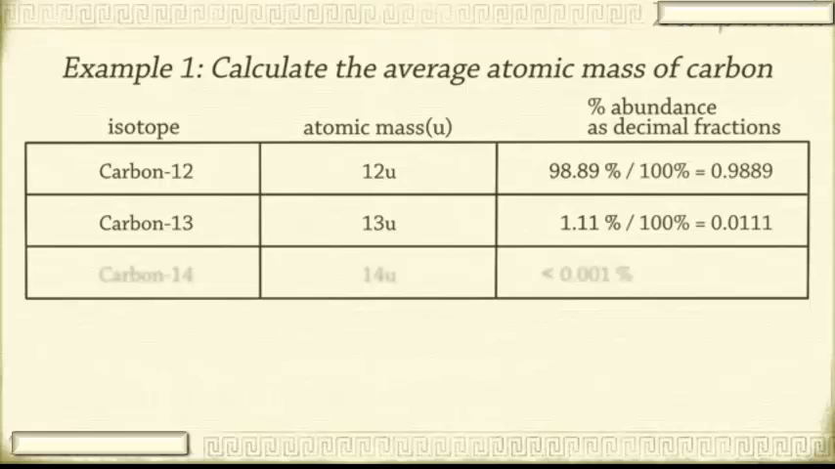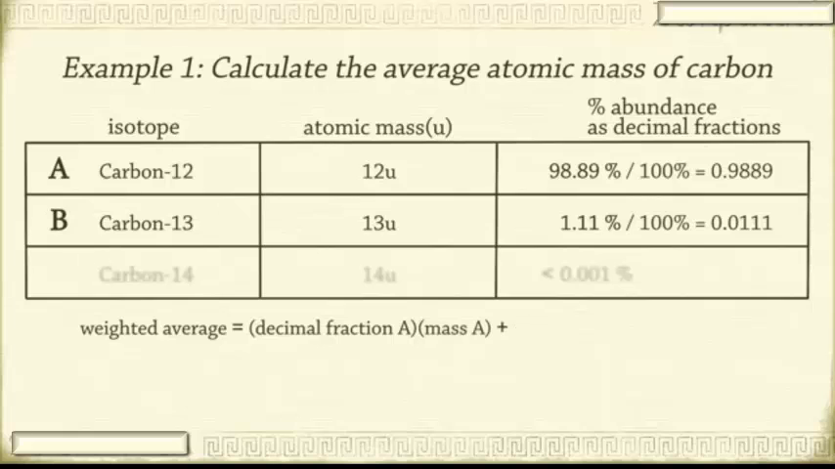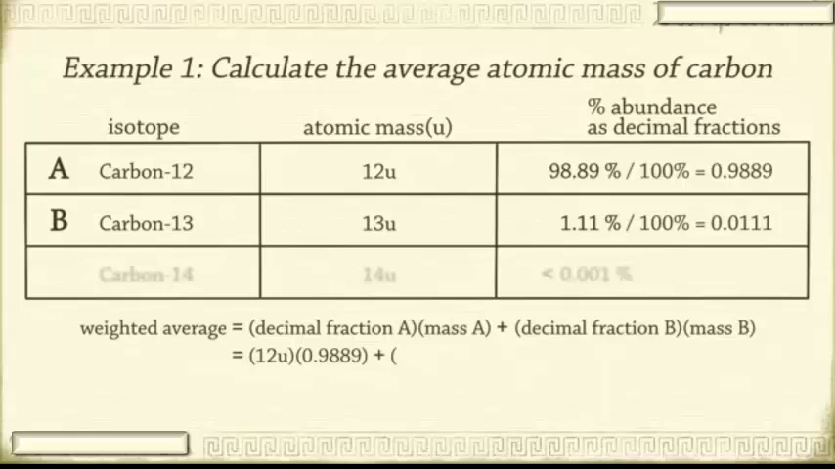There are 2 types of carbon we're worried about here. Let's call them A and B. A weighted average will be decimal fraction A times mass A plus decimal fraction B times mass B. That's 12 times 0.9889 plus 13 times 0.0111, which equals 12.0111, or about 12.01 unified atomic mass units. That should be close to what you see on your periodic table.